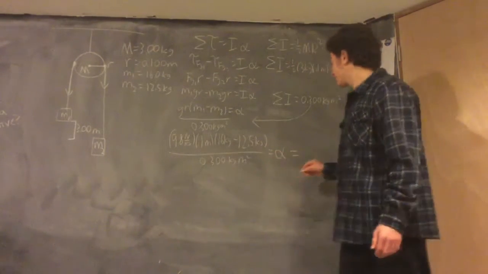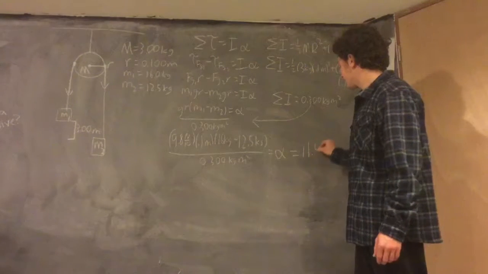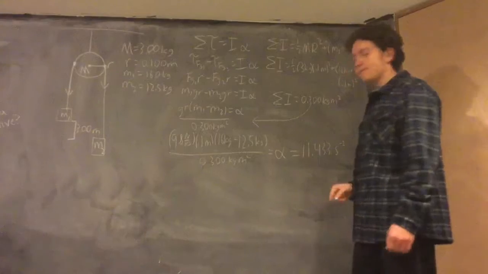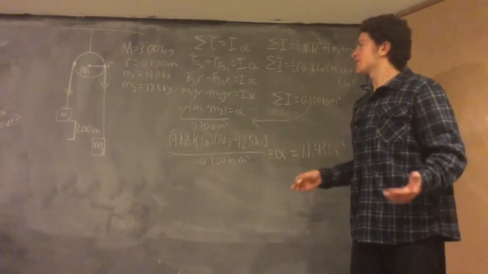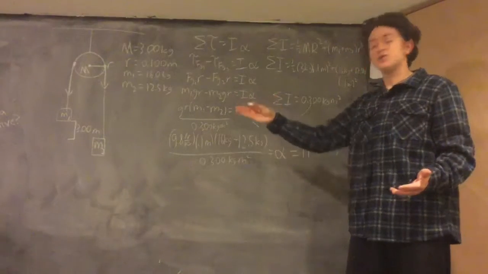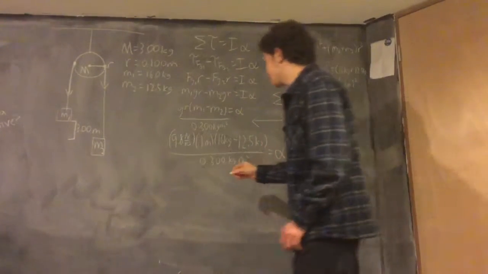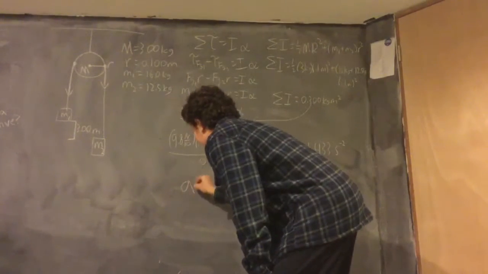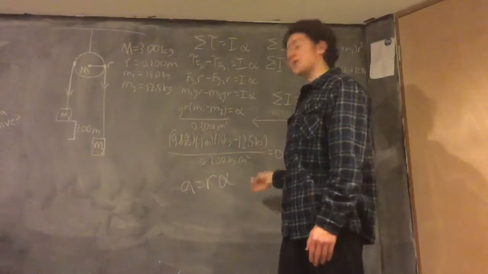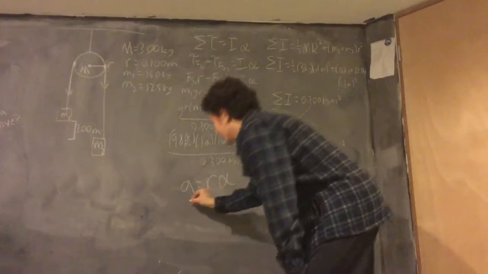Plugging this all in your calculator yields an angular acceleration of 11.433 seconds to the negative 2. So this is all great. We have the angular acceleration of the whole system, but we need to find the tangential acceleration of the masses. To do this, we're going to start with our handy dandy equation: a is equal to r alpha. Because we know r and alpha, we're trying to solve for a.